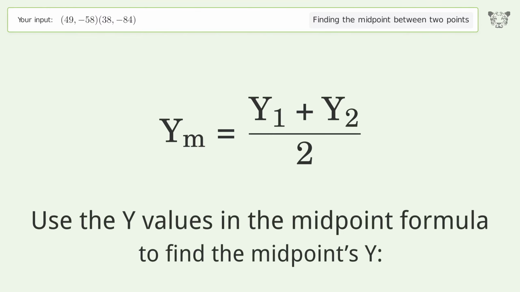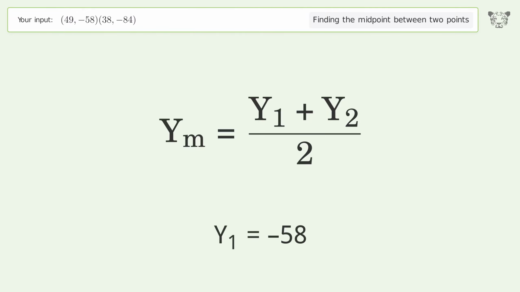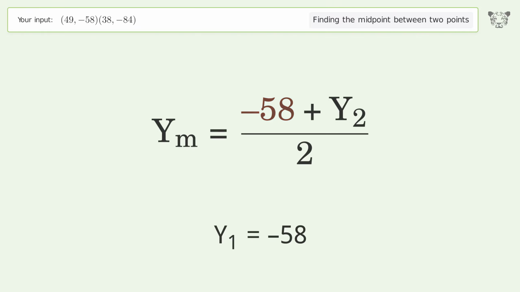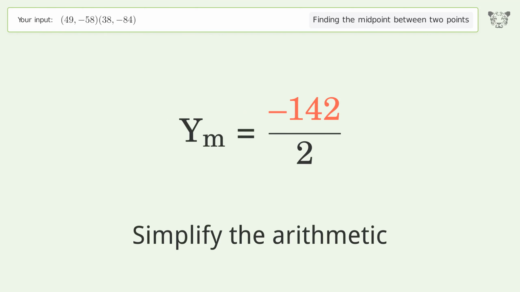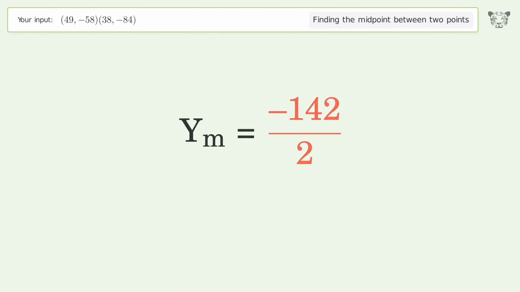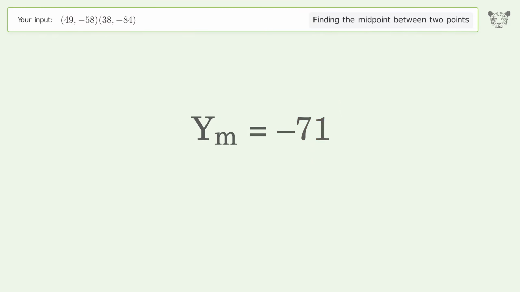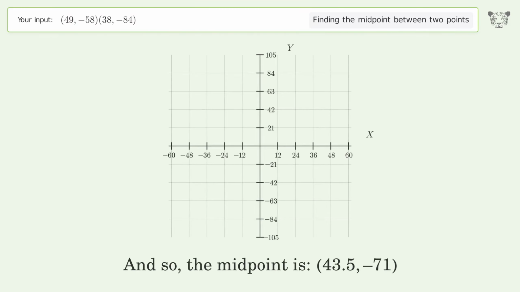Use the y values in the midpoint formula to find the midpoint's y. y1 equals -58. y2 equals -84. Simplify the arithmetic. And so, the midpoint is 43.5, -71.